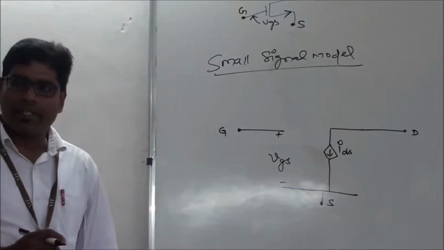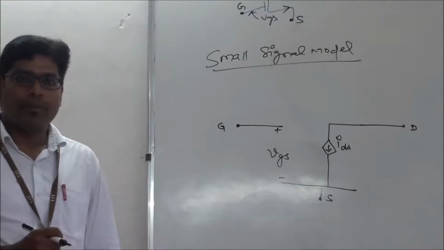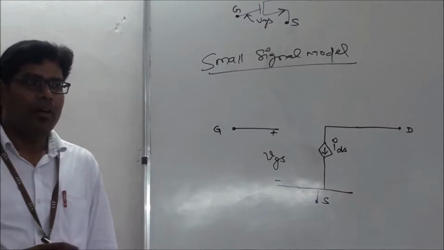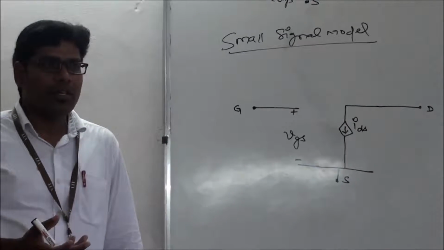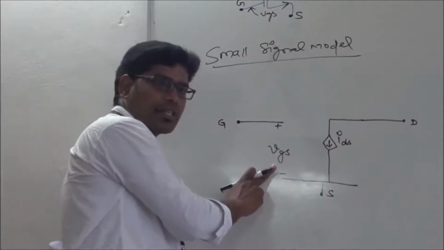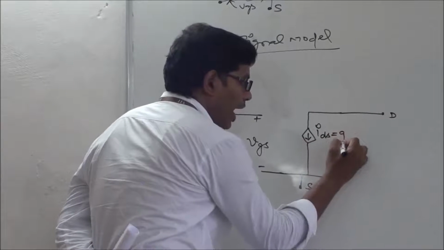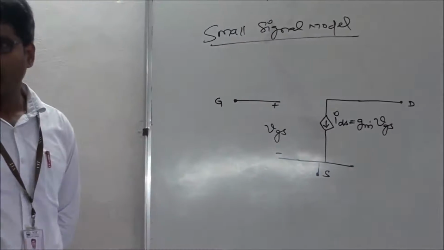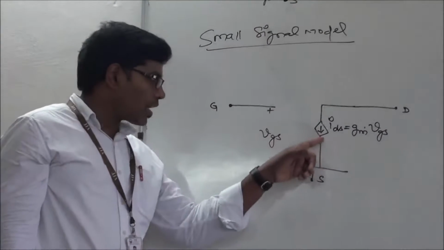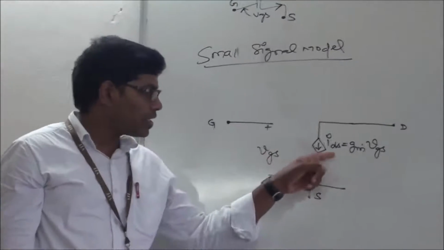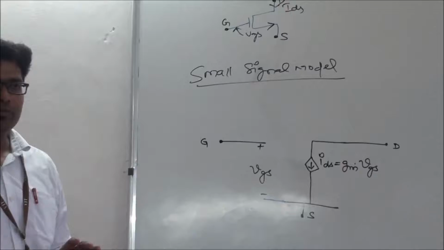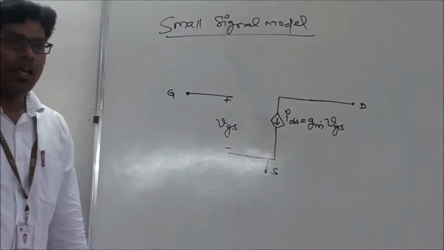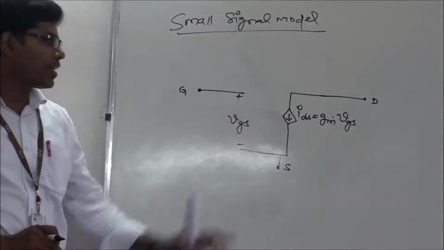What is the value of that IDS? In the notation, using gm times VGS. So I give VGS, it will provide me IDS which is nothing but gm times VGS. Am I correct? That is why I call this a voltage controlled current source. Now this voltage is controlling this current. Got it? That's all. It's a very simple model. Now you do this: I give a voltage and it gives me the current.